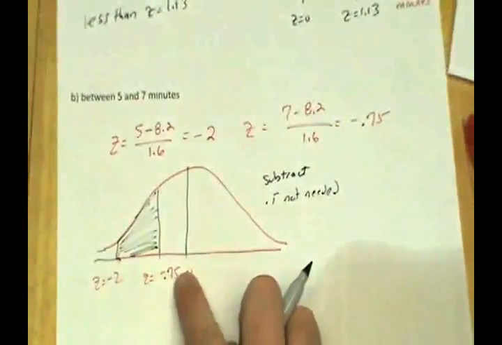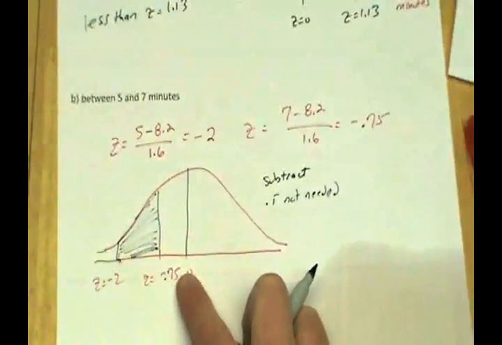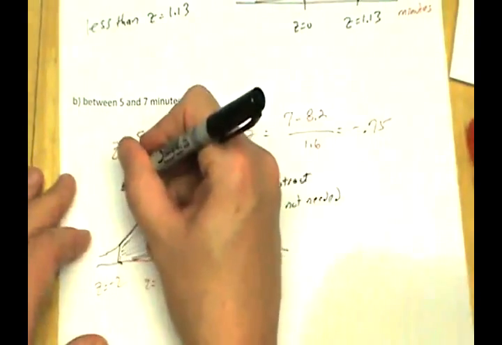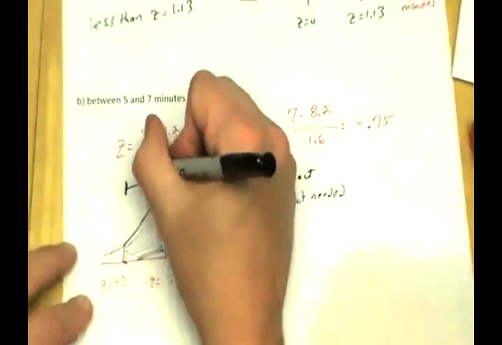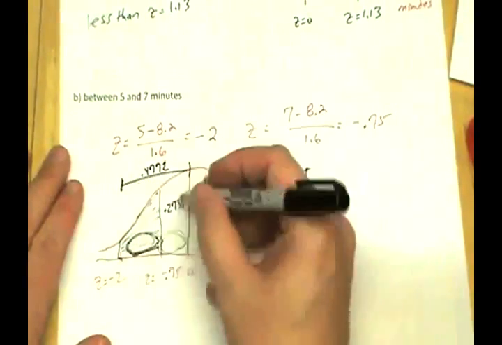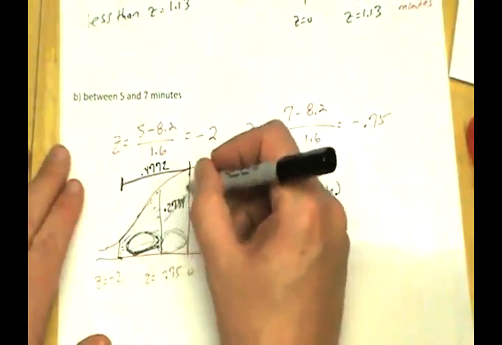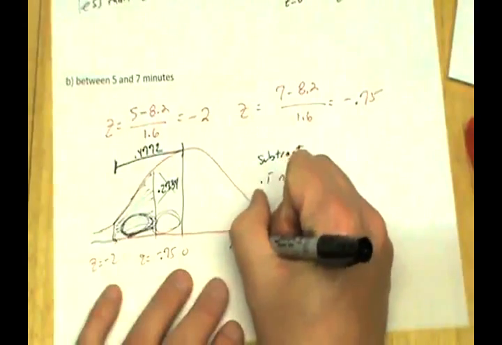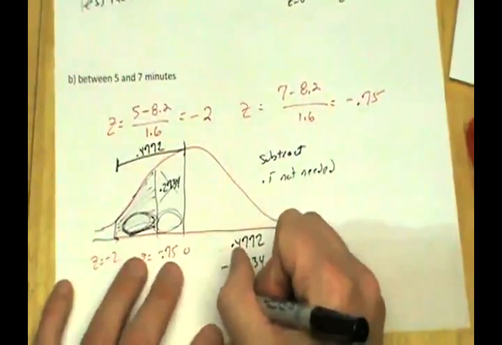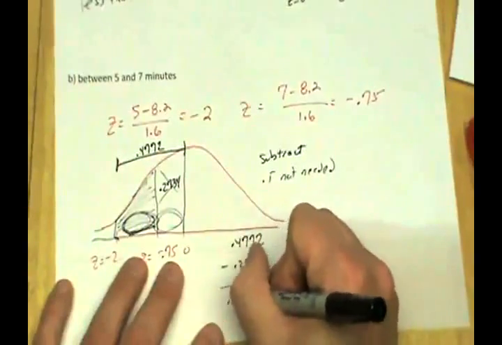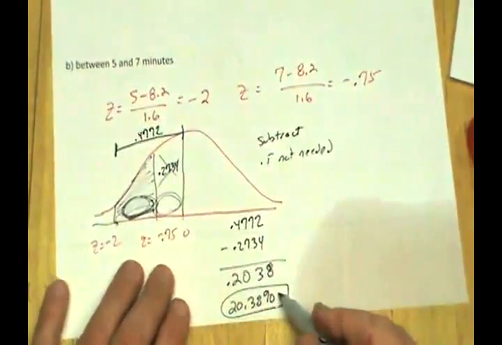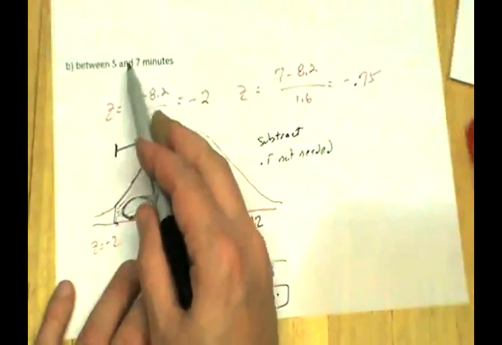So we're going to look up negative 0.75. So we look up 0.75 and we get back 0.2734 between 0 and that number. When we look up negative 2, which is really 2.00, we get back 0.4772. So this region here plus the shaded region is the 0 to negative 2, which is 0.4772. If I get rid of the 0.2734 area, that leaves me with the shaded region right there. So we've got 0.2038 probability. So 20.38% of emergency calls in this community take between 5 and 7 minutes.